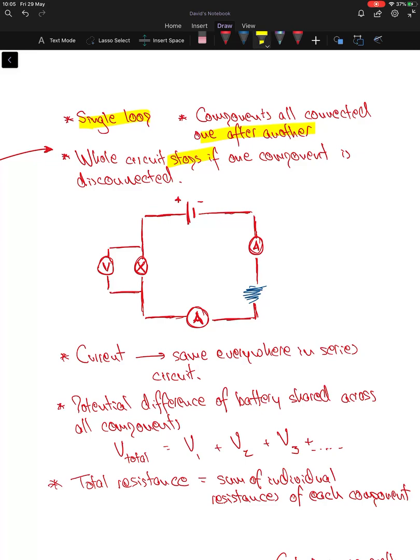So current is the same everywhere in the series circuit, whereas voltage is shared across all the components. So the components, for example, the different light bulbs, have different amounts of voltage.